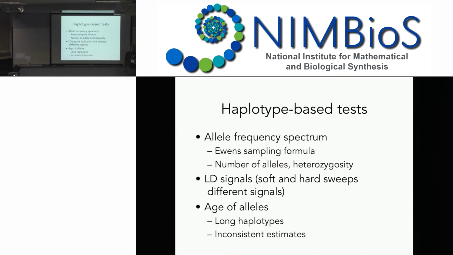Under neutrality, a common allele is an old allele. An old allele should have a smaller haplotype associated with it. There's a bunch of tests in here. These are among the most powerful for detecting ongoing selection.